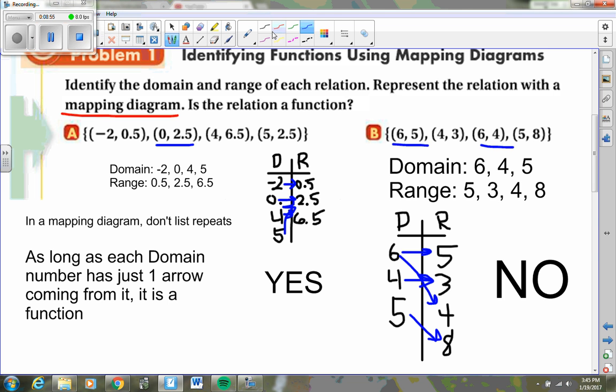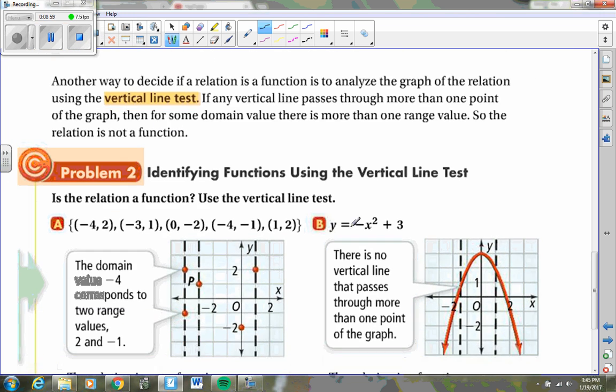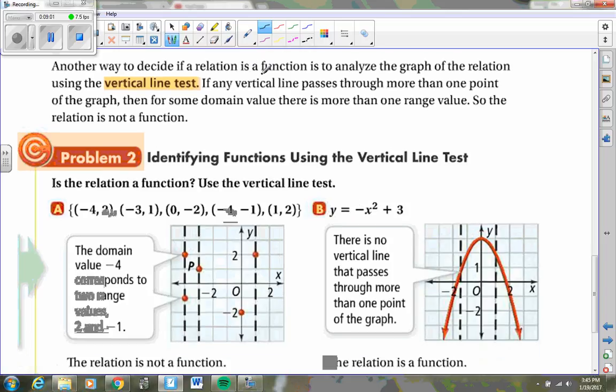Okay? Now, on a graph, this looks slightly different. Another way to decide if a relation is a function is to analyze the graph using what's called the vertical line test. Okay, and that just means if you take any point on the graph and draw a vertical line straight down through that point, it is not allowed to hit any other points on the graph. It's never allowed to hit the graph ever again. Okay? So if any vertical line passes through more than one point, then it is not a function.